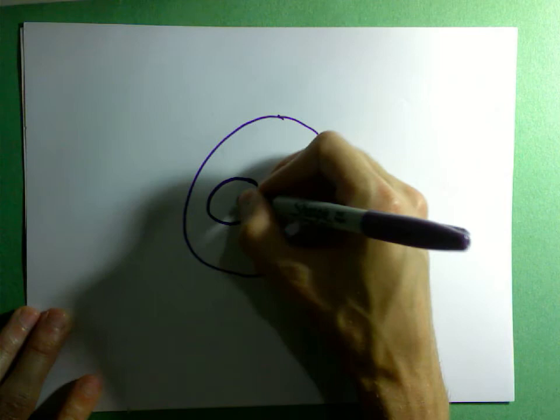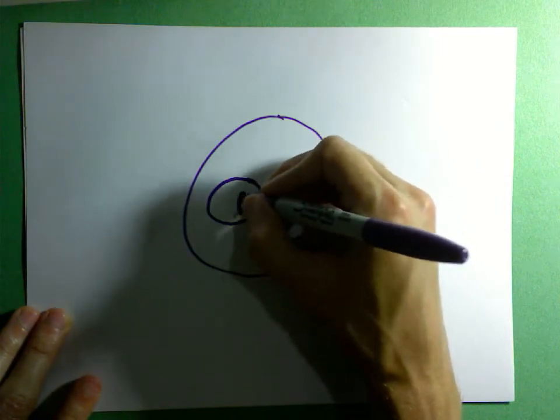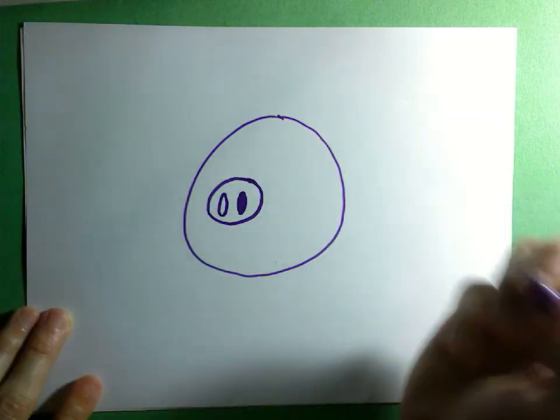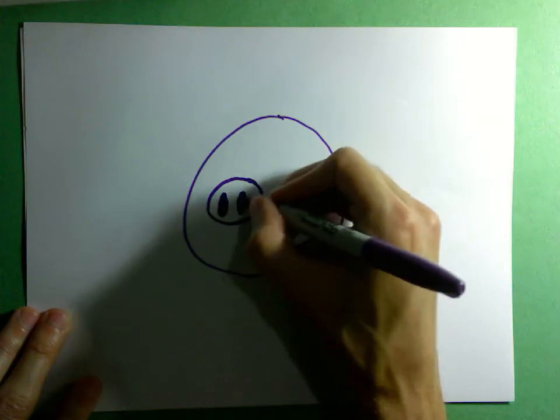I'm going to start to make the nostrils of my pig, and the nostrils are just like the holes that are on the pig's nose. I'm just drawing two ovals or two stretched out zeros and coloring those in.